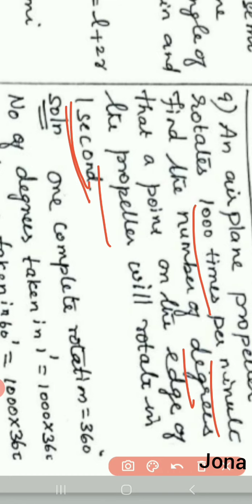Okay, next problem, the 9th sum. An aeroplane propeller rotates 1000 times per minute. Find the number of degrees that a point on the edge of the propeller will rotate in 1 second. Here the aeroplane propeller rotates 1000 times per minute and I want to find for 1 second. That is the problem there.